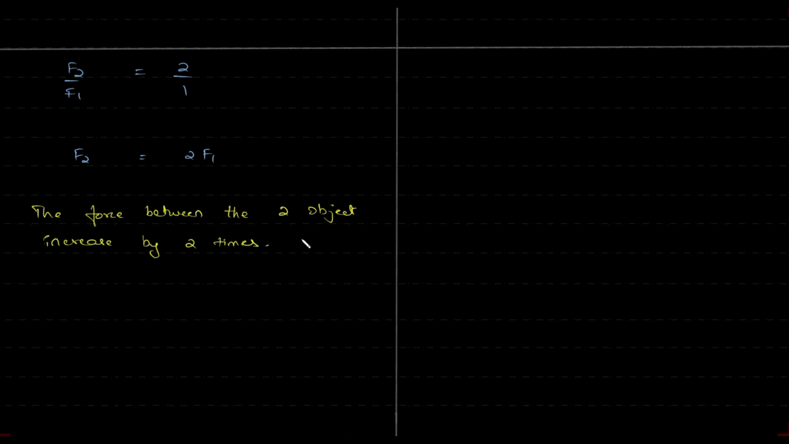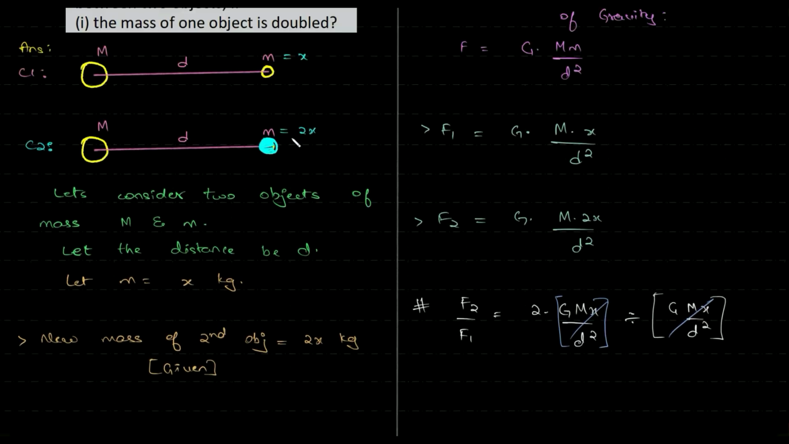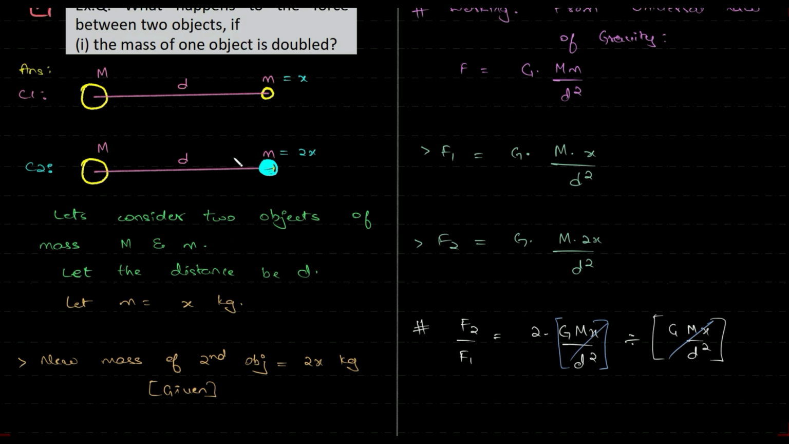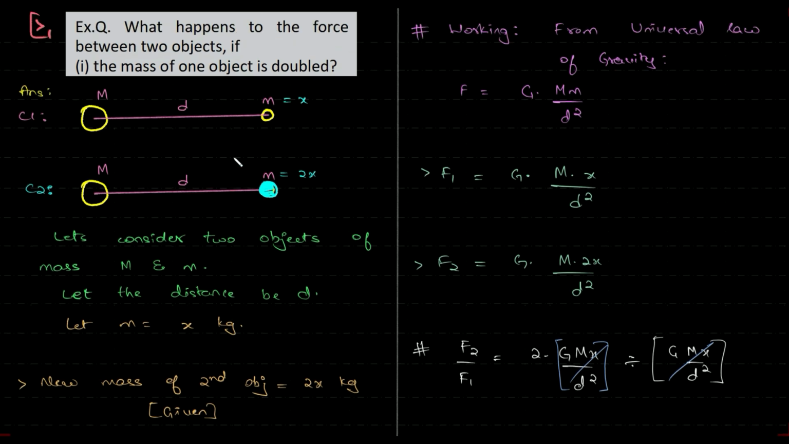When one of the objects has doubled its mass, what happens? This is what happens. So we answered the question. This is good enough, right guys? Makes sense? Obviously, if you increase the mass, the pull will increase, the force of attraction will increase. That makes sense. So this is your answer.